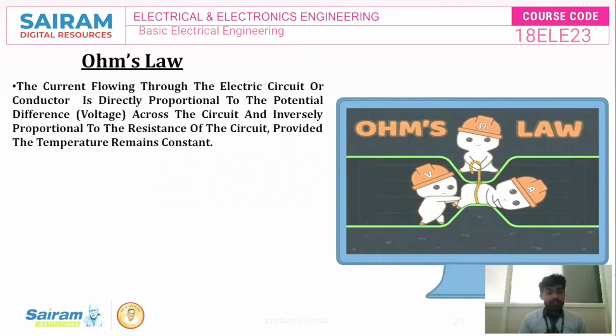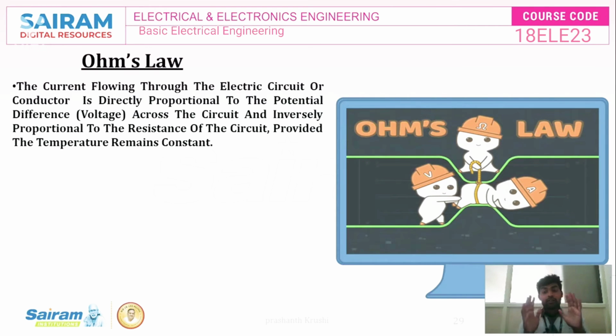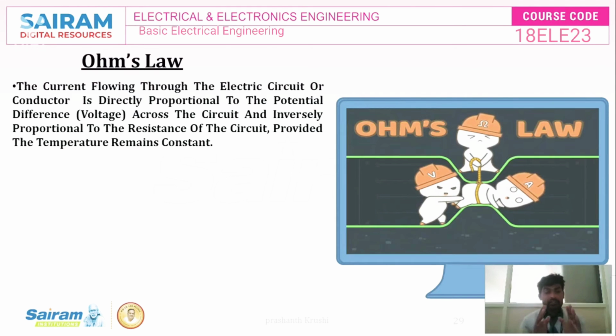Everybody knows, right? The current flowing through the conductor is directly proportional to voltage and inversely proportional to the resistance of the conductor, with the temperature remaining constant, considering two ends of the conductor. Temperature must be constant, keep that in your mind, because if the temperature is not constant, Ohm's law is not applicable. I'll tell you why the temperature remains constant in Ohm's law.